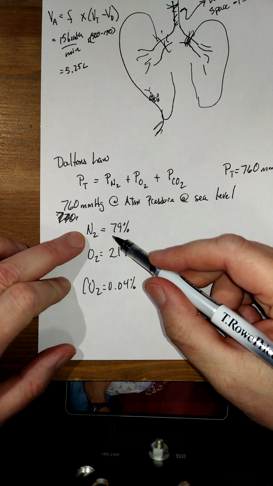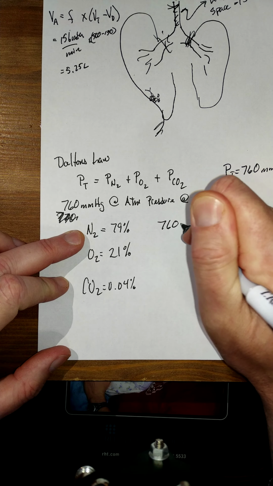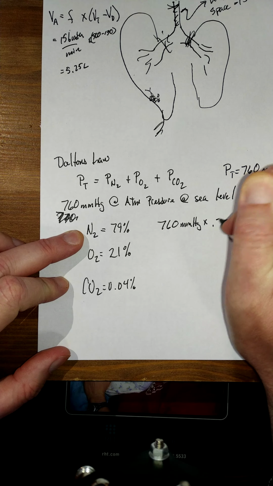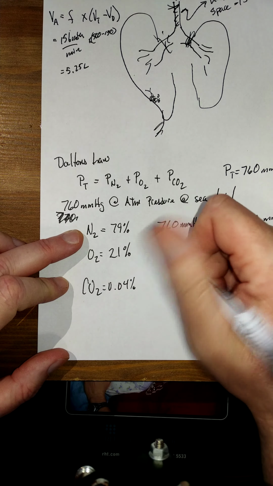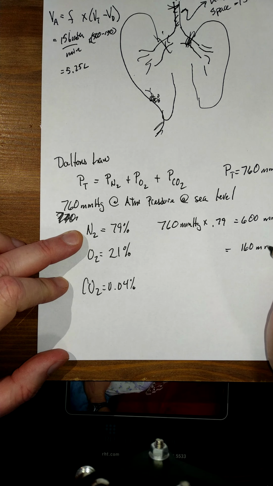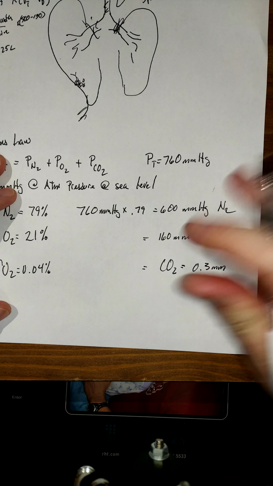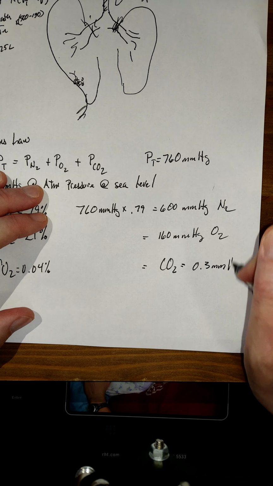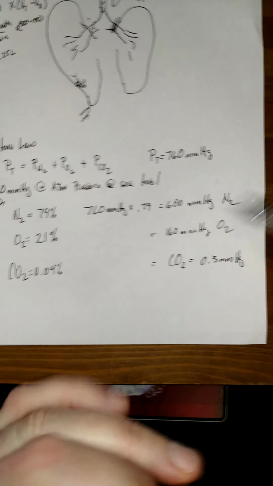So if we know that nitrogen accounts for 79% of that, we can do it this way. 760 times 0.79 is going to give us 600 millimeters of mercury. The same exercise is going to yield us 160 millimeters of mercury for O2. And then lastly, CO2 is going to be 0.3 millimeters of mercury. Okay, so you see how all our gases are broken up inside of our system here.